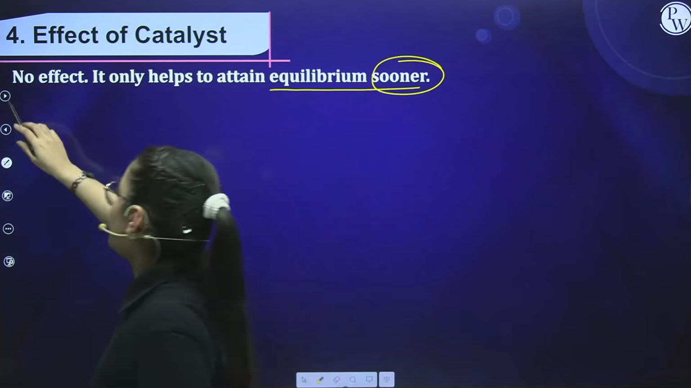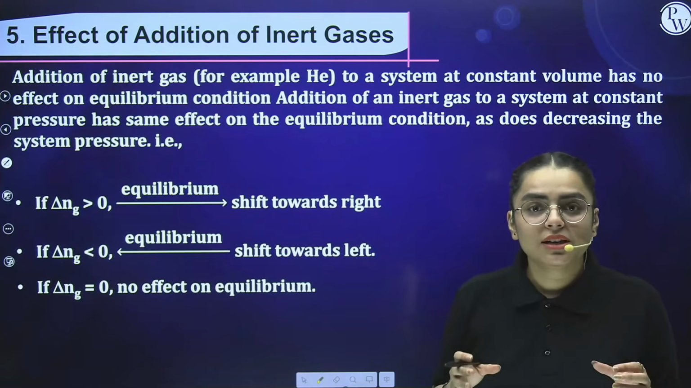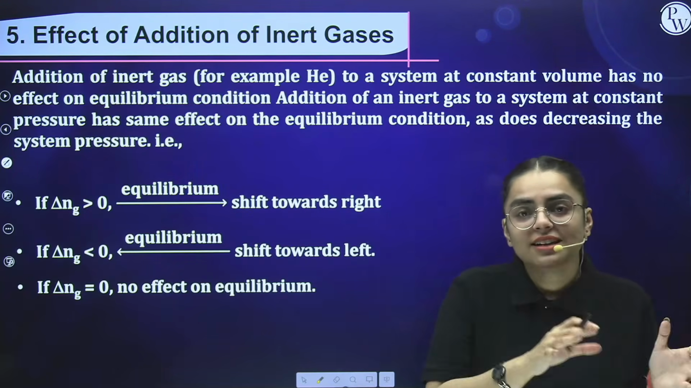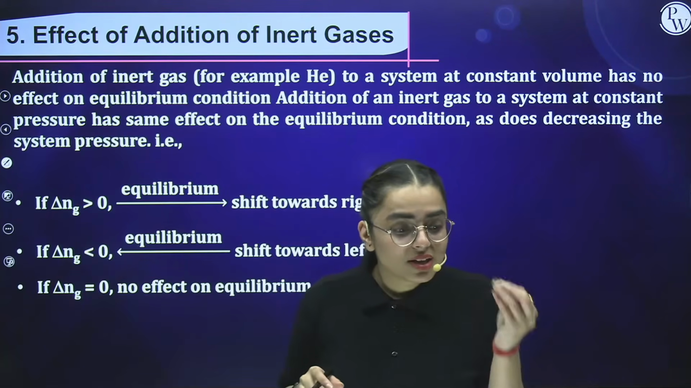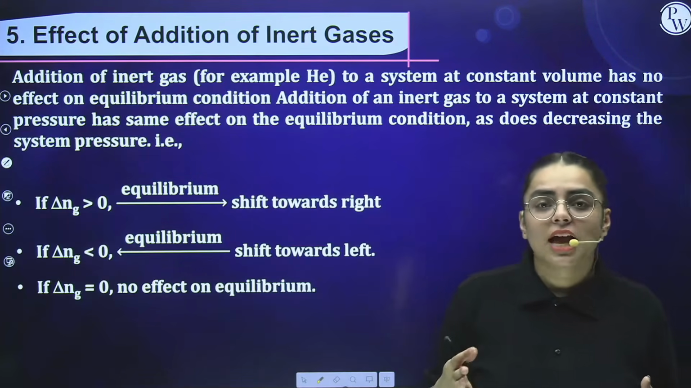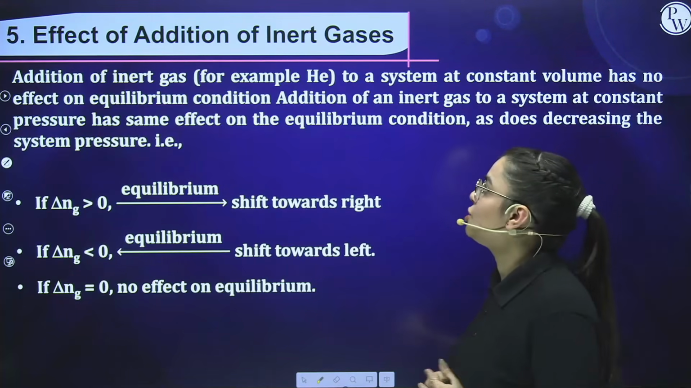And catalyst, the way we used it, is obtained back in a similar way. It doesn't get consumed in the reaction. It just provides a surface for the reactant to get converted into product. It is that simple. Now comes the effect of addition of inert gases.